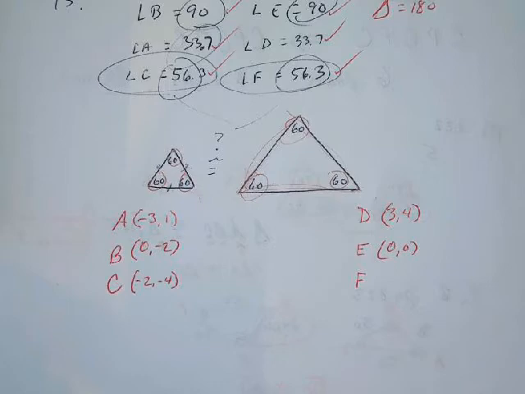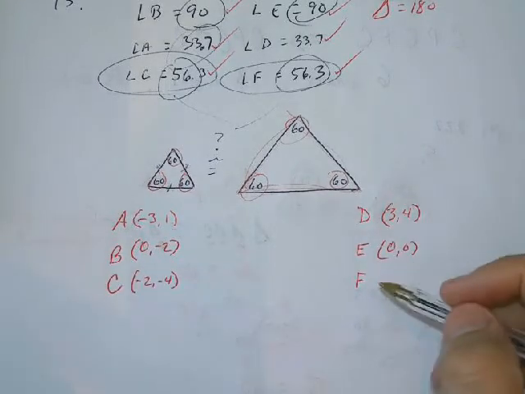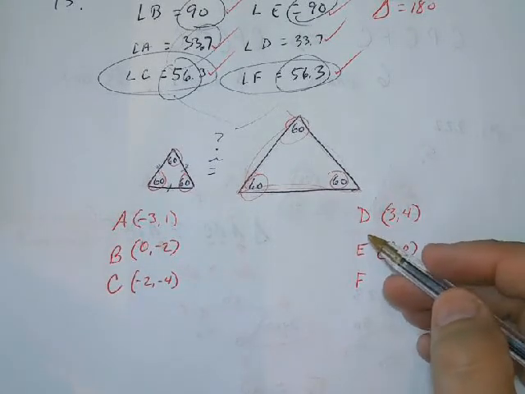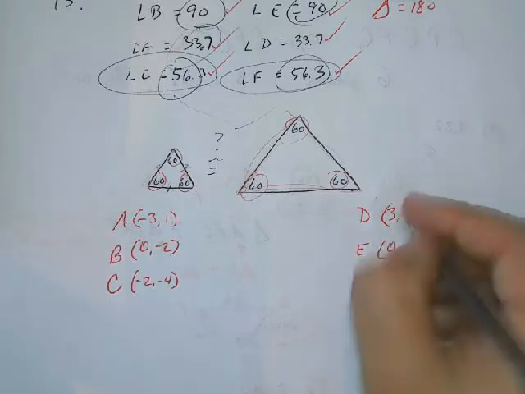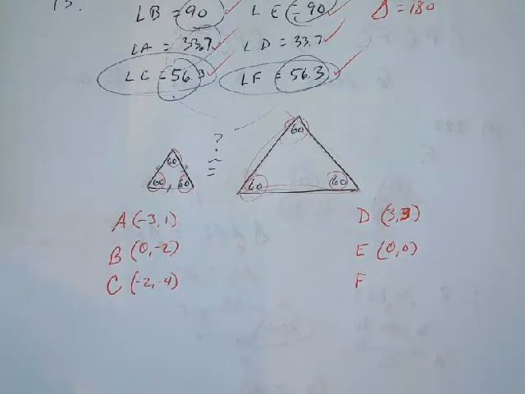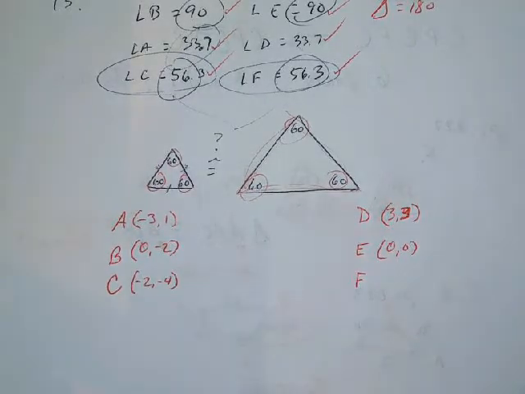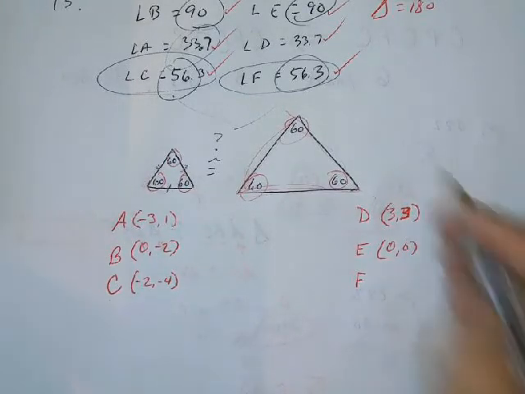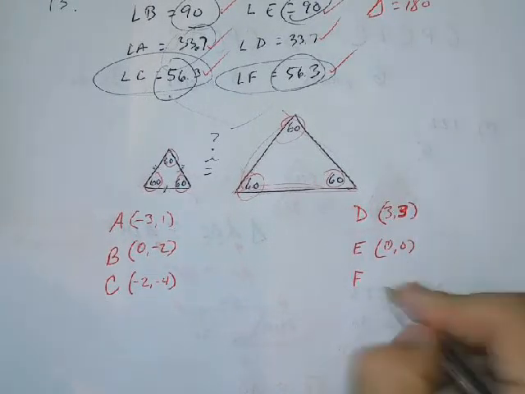Wait a minute. What's the coordinate of 4? That looks like a D. That looks like it's 3, 3, not 3, 4. All right, so let's be careful there. All right, so yeah, I think that's 3, 3. Okay. And then F is negative 2, positive 2.